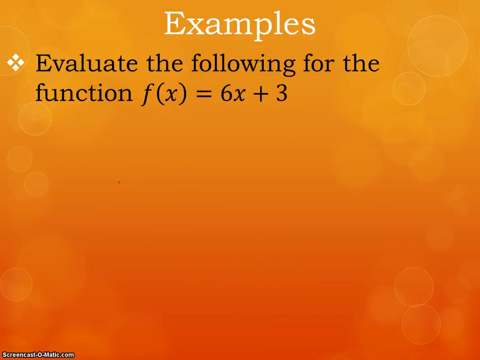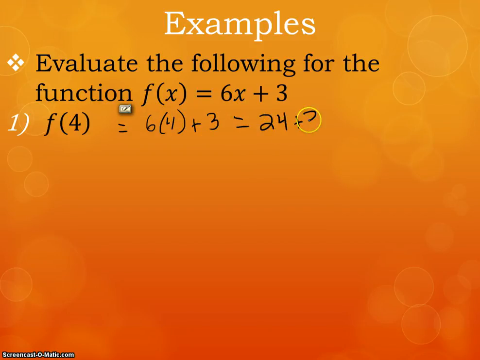So for example, we're going to do all of these function evaluations based off f of x equals 6x plus 3. So f of 4 again. Since the x is now replaced by the 4, I replace all my x's with 4. So 6 times 4 plus 3 becomes 24 plus 3, which is 27. So the value of the function at 4 is 27.